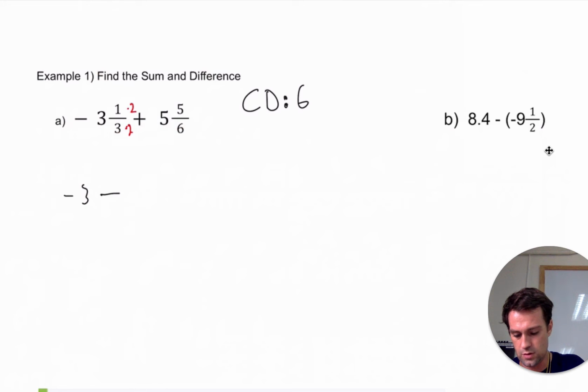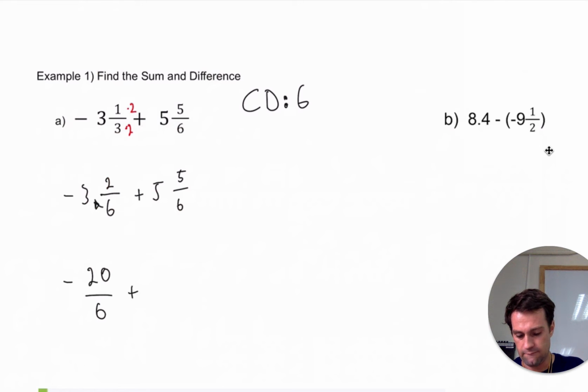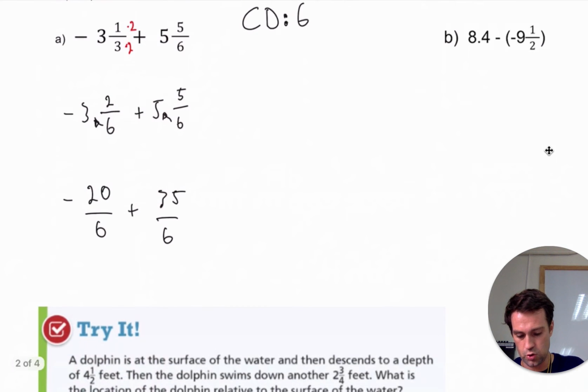All right, so 3 times 2 is 6, 1 times 2 is 2, plus 5 and 5/6. Now we want to convert these mixed fractions into improper fractions. So we have 6 times -3 is -18, minus 2, so we have -20 over 6, plus 5 times 6 is 30, plus 5 is 35 over 6. So we can simplify this to -20 plus 35 over 6, which is 15 over 6.